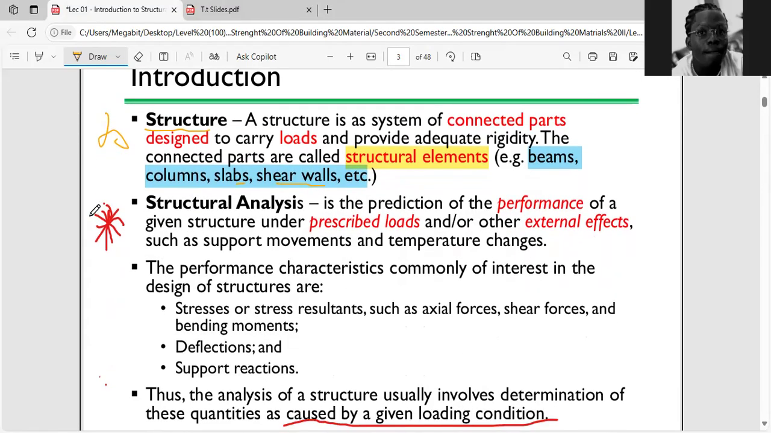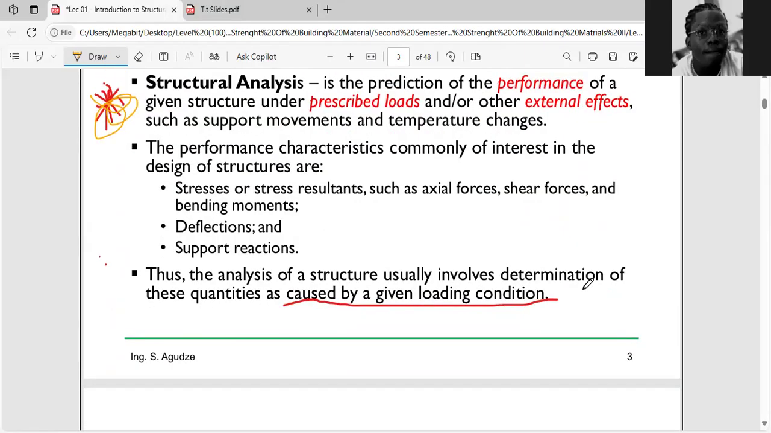In our structural analysis, we are saying structural analysis is the prediction of the performance of a given structure under prescribed load and or other external effects, such as support movement and temperature changes. The performance characteristics commonly of interest in the design of structures are stresses or stress resultants such as axial force, shear force, and design bending moment, deflection and support reaction. Thus, the analysis of a structure usually involves determination of these quantities as caused by a given loading condition.